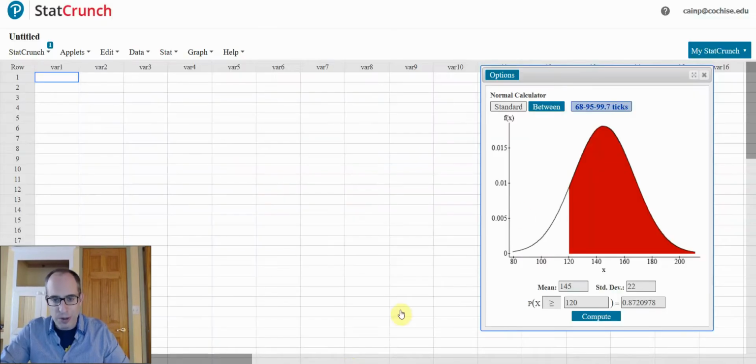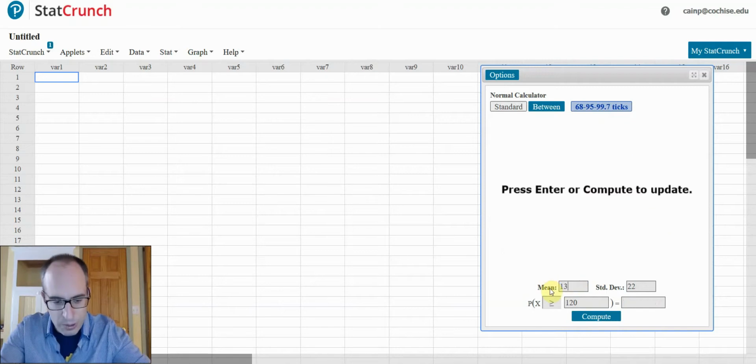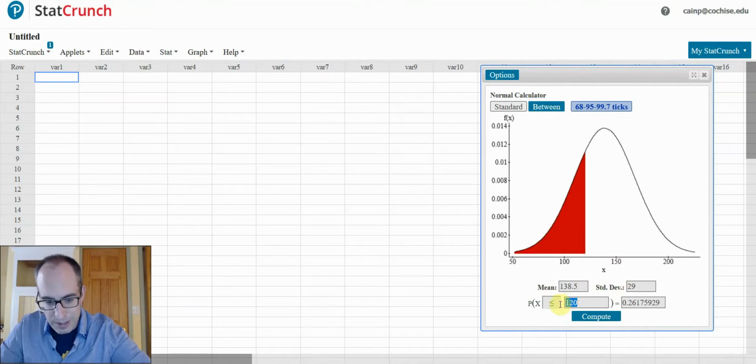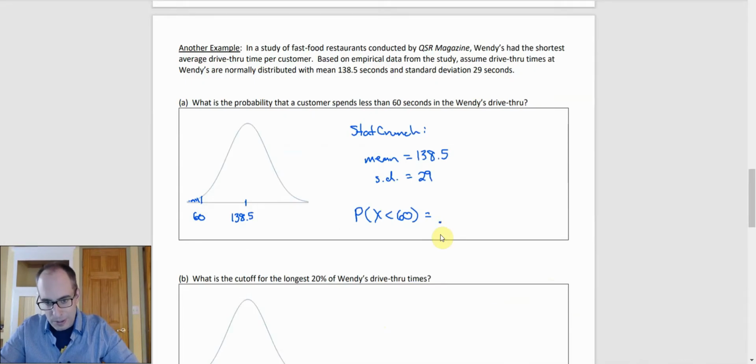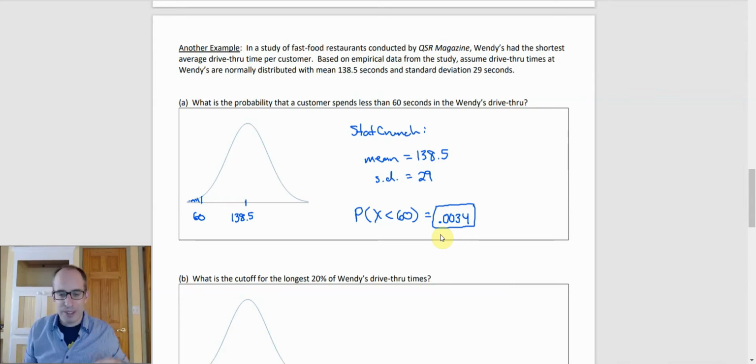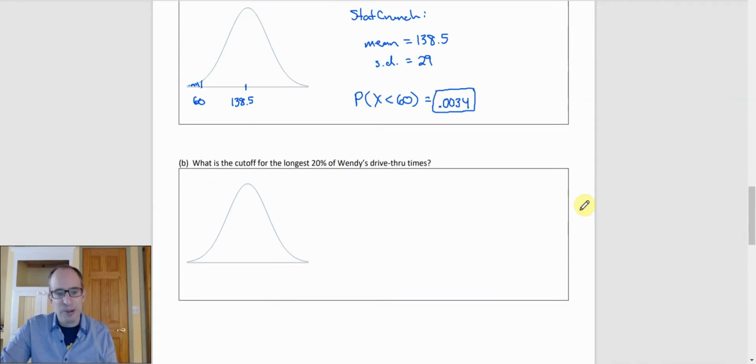And if we go here and do it, so let's see, mean of 138.5, standard deviation of 29, and we wanted the probability that x was less than 60. Compute. Yep, little tiny number that goes with a little tiny tail, right? You can see the little tiny red tail there. And it's 0.0034 to 4 places. And yeah, that's a small number. That's a really low probability. That works out to about 1 in every 300 customers if you're selecting them randomly. So I guess realistically, somebody with an easy order going through at an off-peak time. Not going to happen too often.